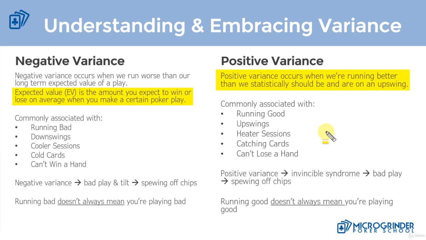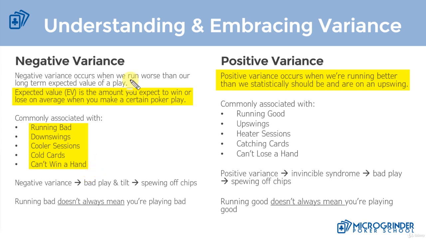When we're talking about negative versus positive variance, you're going to hear some terms. Negative variance is typically associated with running bad, having a downswing, or having what people call cooler sessions, where they have cold cards and they can't win a hand. Now, when we experience these things, it doesn't always mean that we're experiencing negative variance, because we could just be playing bad. We could be making these minus expected value plays. So you have to understand that.